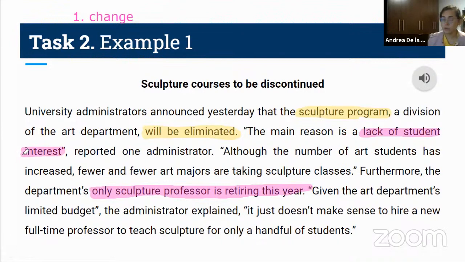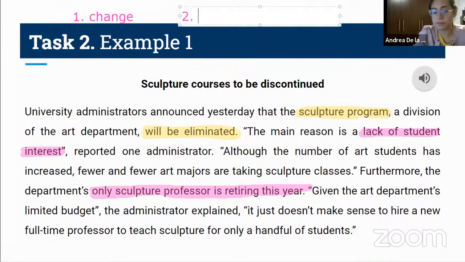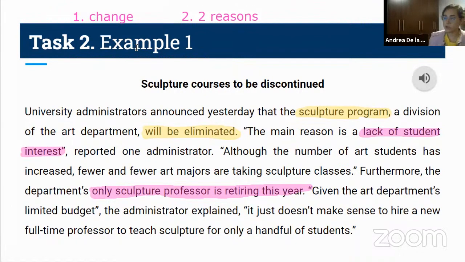You will always have two reasons. You have the change, in this case, that the sculpture program will be eliminated, and you have two reasons why that will happen. And those are the two things that you guys need to make sure that you extract from the text, okay? You need to make sure that you understand the change, that you know what's going on, what will happen, or what is happening in the university, and that you also know the reasons for that change, all right? You always have two reasons.